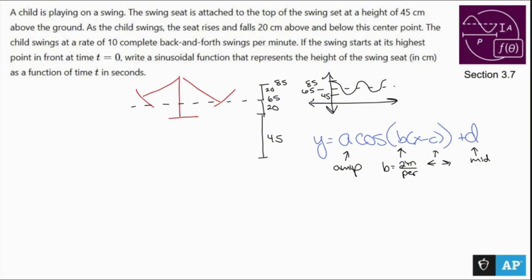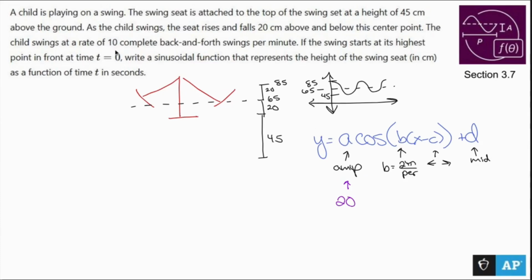Now, what do I know? I know that my amplitude is 20 because it's a total change of 40 in height, so half of that is going to be 20. My amplitude is 20. You have to be very careful of the wording because B is going to be 2 pi over my period. What's my period? Not 10.